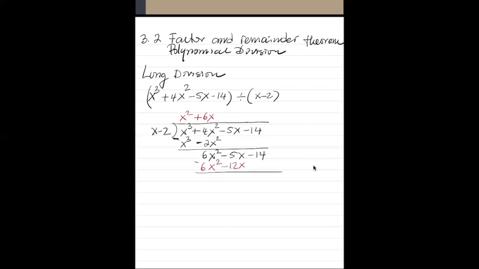The first one always cancels. Pay attention. We're subtracting a negative number, so it becomes positive. So 12 minus 5 will be 7x minus 14. And last step, what times x will give us 7x? So 7x here again, minus 14. We're subtracting, and everything cancels, so the remainder is 0.